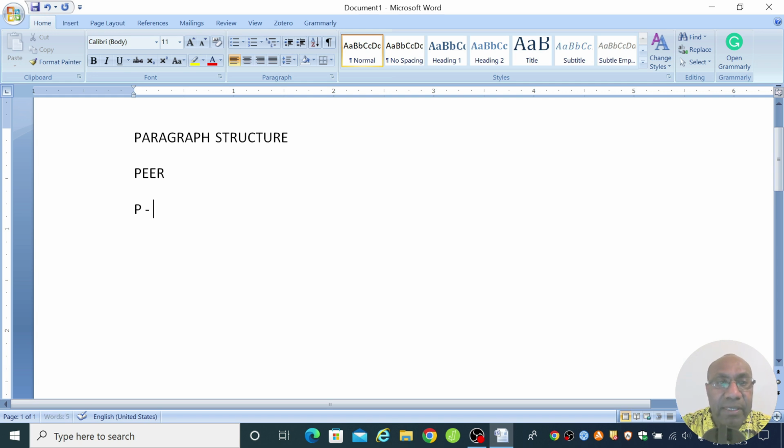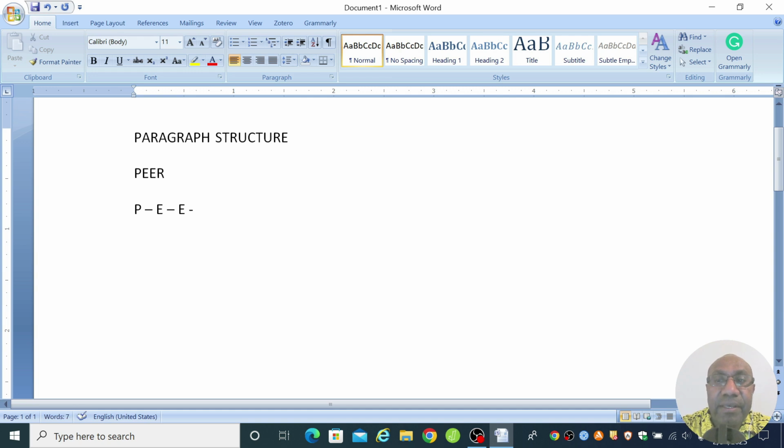So let's go through this one as an example. Say point. You want to start the paragraph with a clear topic sentence that introduces the main idea. And then when it comes to the next E, which is evidence, you want to provide supporting details, examples, statistics, or quotes or references from other papers, other books to back up or to support the point that you make in the first sentence.